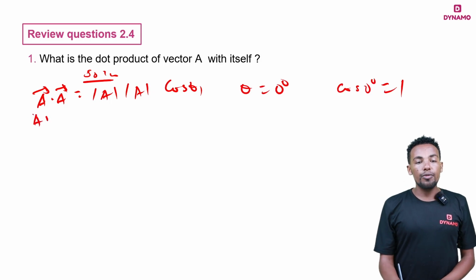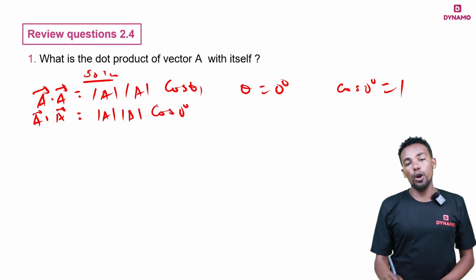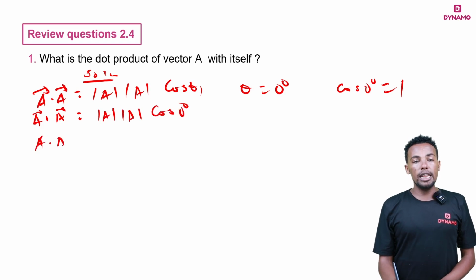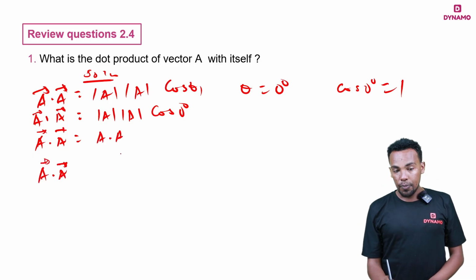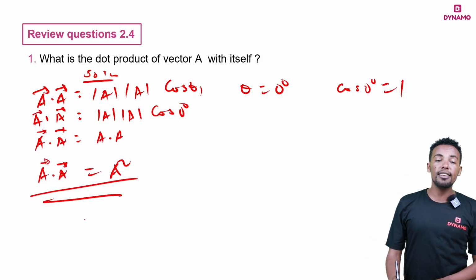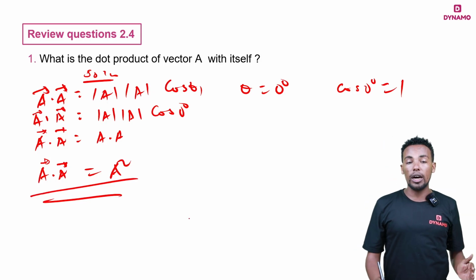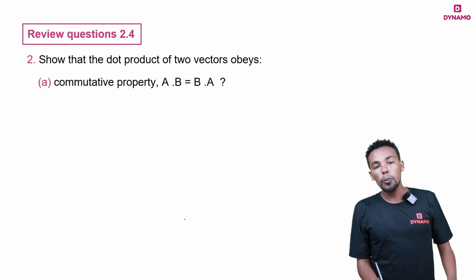A dot A is equals to magnitude of A times magnitude of A times cos of 0. A dot A maal ta'a? A square ta'a. Kanaafuu the dot product of A with itself is A square.